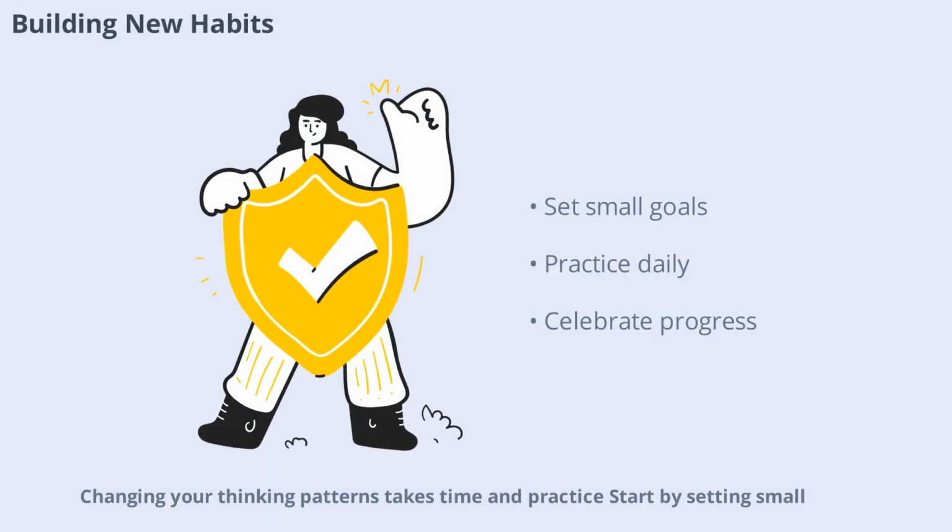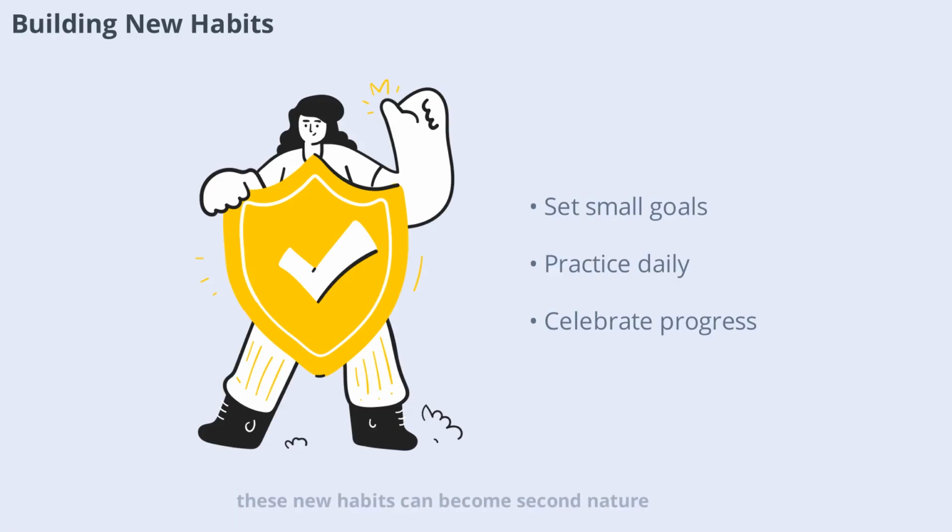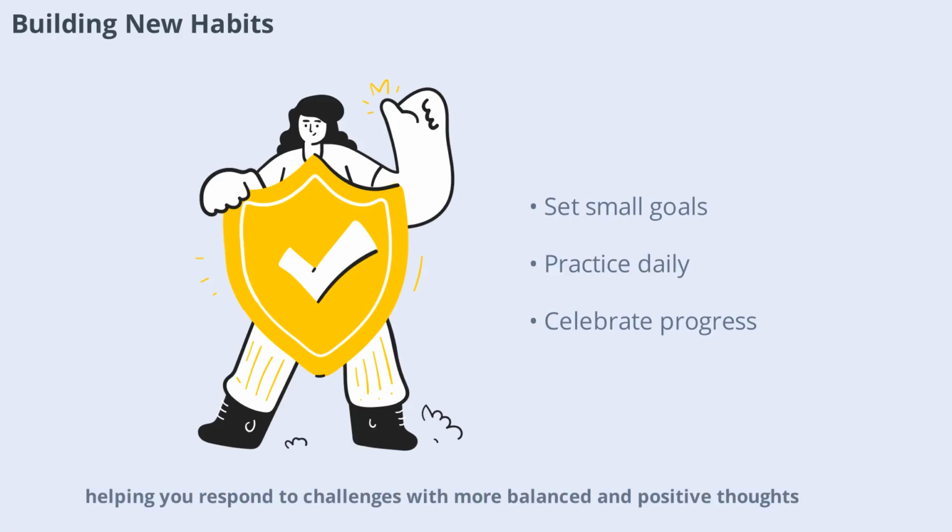Changing your thinking patterns takes time and practice. Start by setting small, achievable goals like catching one cognitive distortion each day. Over time, these new habits can become second nature, helping you respond to challenges with more balanced and positive thoughts.